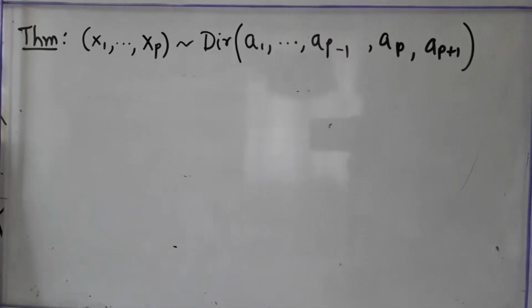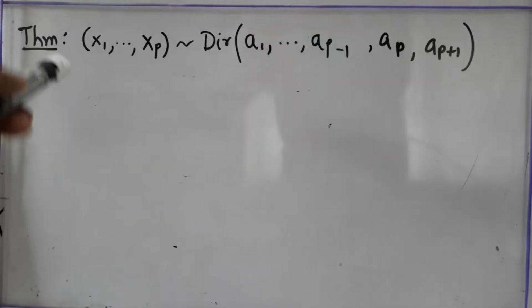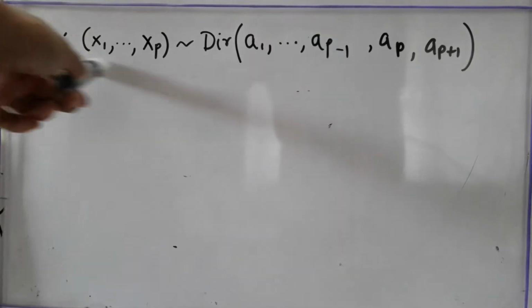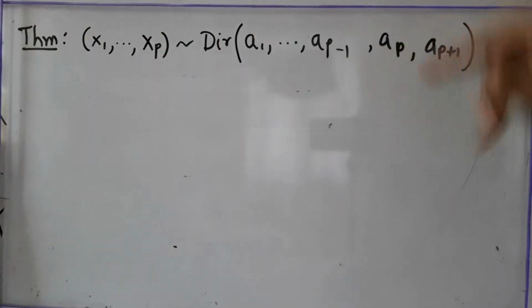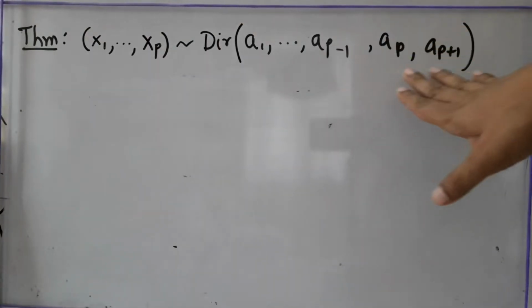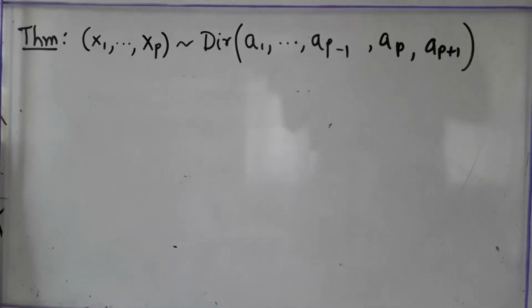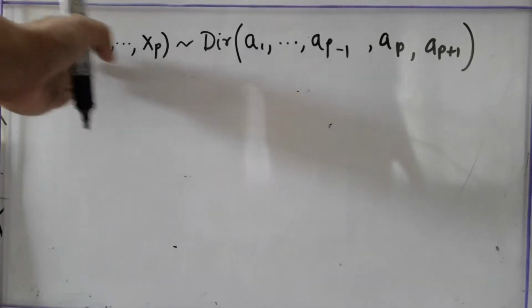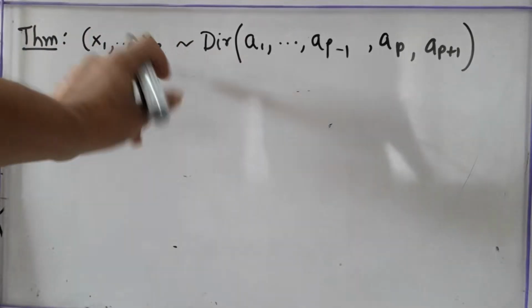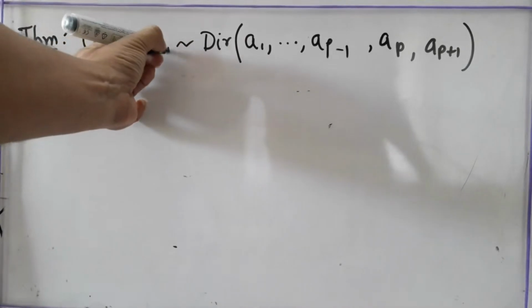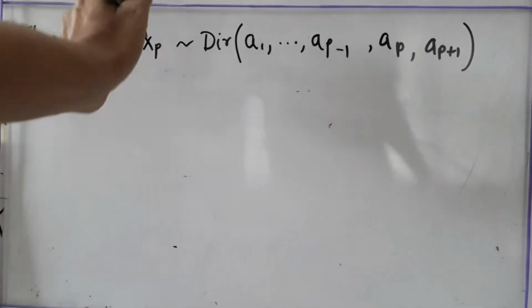The second theorem, which is a little less trivial to prove, but still straightforward, says that suppose I start with x1 to xp, again Dirichlet, but this time I have written things a bit more explicitly, a1 to ap, a p plus 1. Now suppose I want you to keep only the first p minus 1 of them. So I will write it afresh.